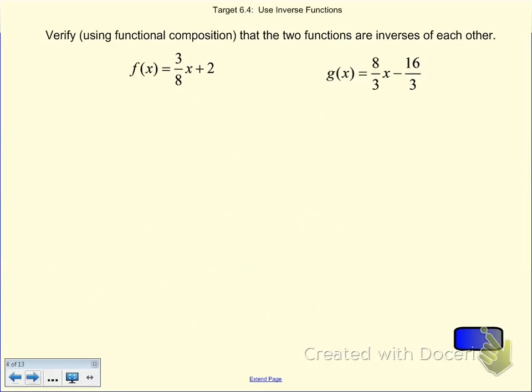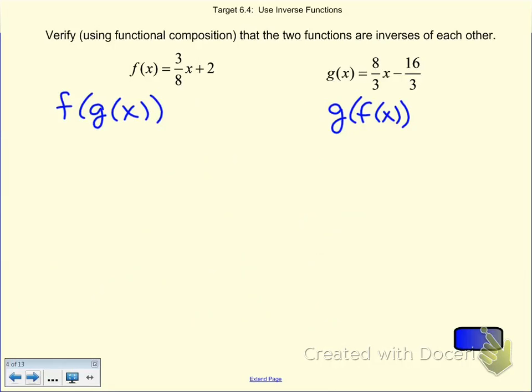Verify using functional composition that the two functions are inverses of each other. So what we're asking you to do in this case are the functional compositions. So f of g of x, and then we want to find g of f of x. Now remember, when you're doing the functional compositions, that we need to make sure that we simplify these, and when we simplify them, we want to end up with just plain old x at the end.